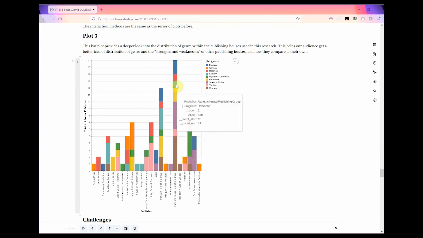This bar chart can help answer a question like how does this title fit within our house image, and guide the decision on genre positioning for the title in question.